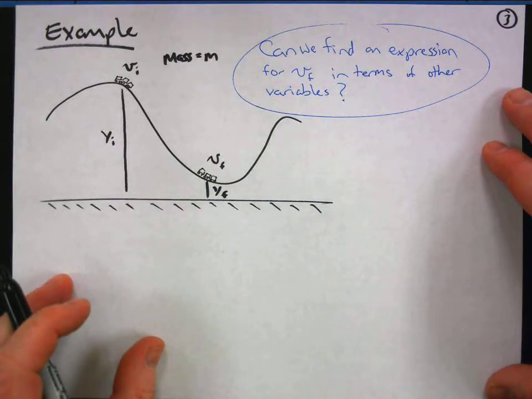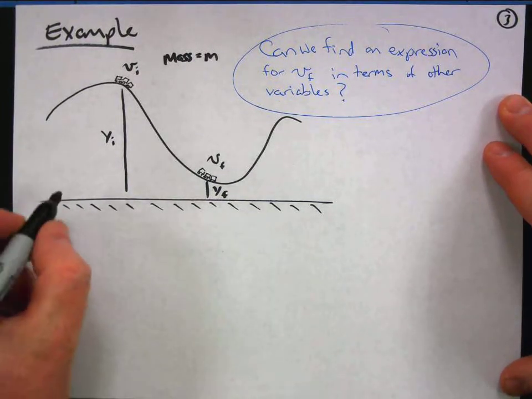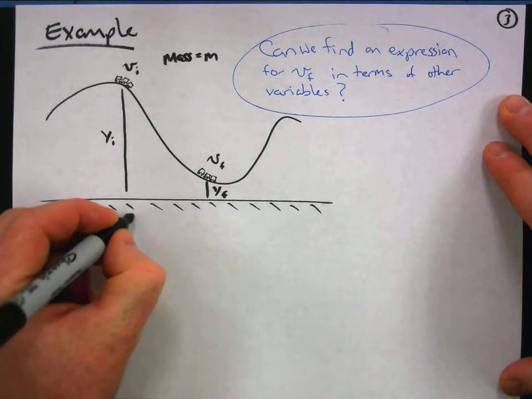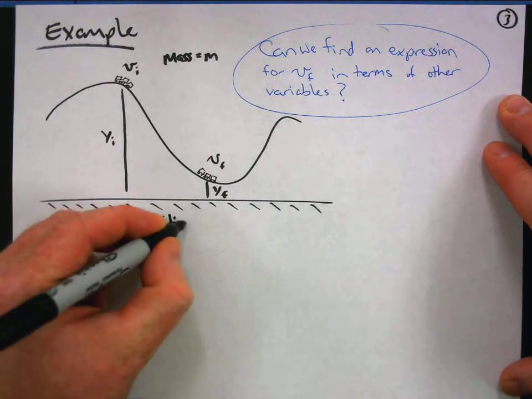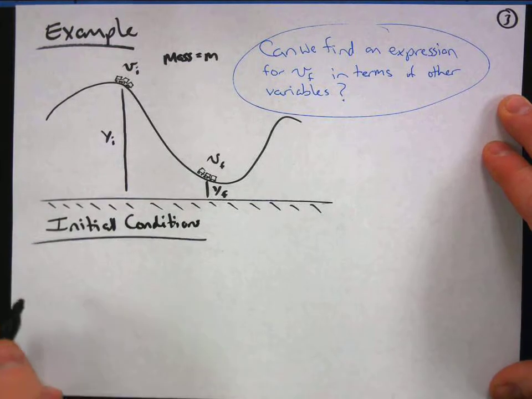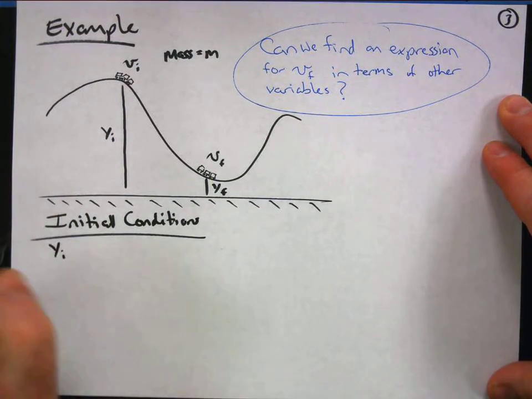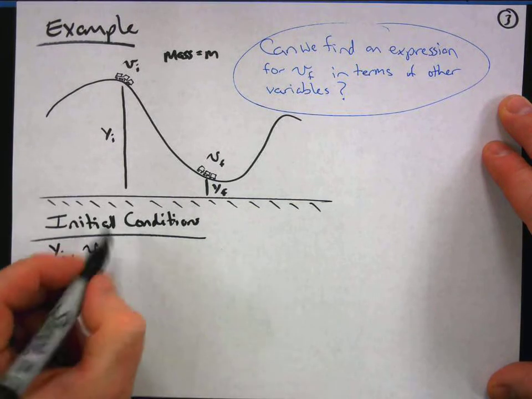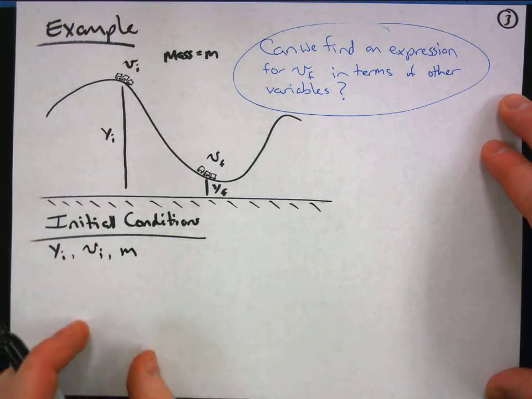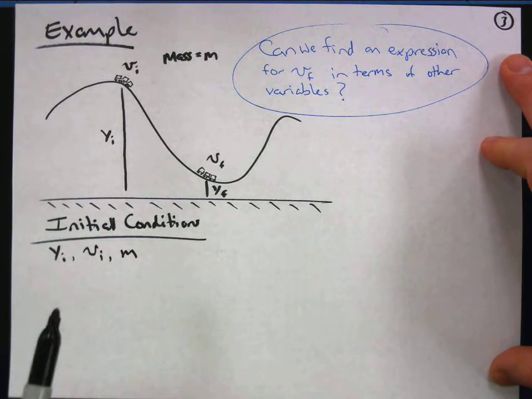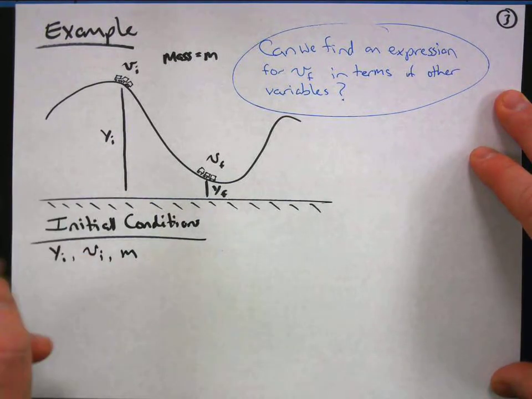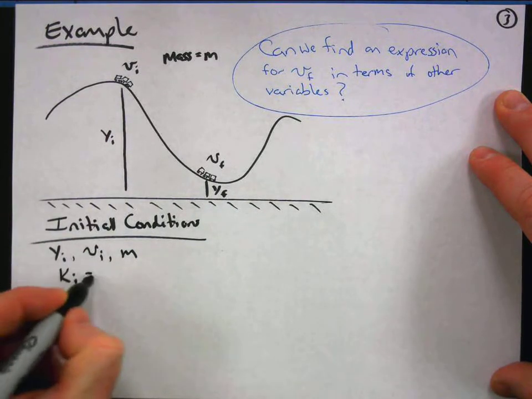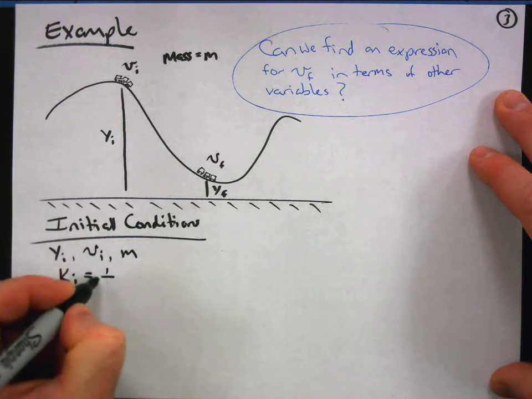What do we know? So initially, we have an initial height, we have an initial velocity. This car on the track has mass m. Based on these values, it is moving, so this has some initial kinetic energy. And we know that this initial kinetic energy is equal to 1/2 m v_i squared.